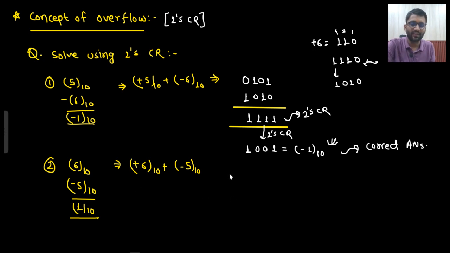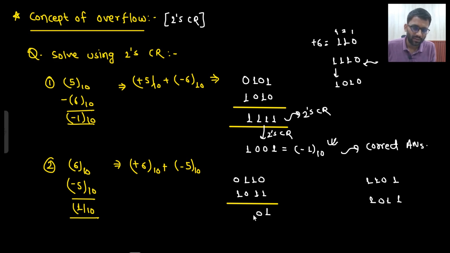Let's do this: 6 minus 5. So 6 in sign magnitude would be this, and minus 5 in sign magnitude would be this. And what would be the 2's complement? That would be 1 as it is, 1, 1, 0. This will be the 2's complement. 1, 0, 1, 1. That would be the 2's complement. Need to add them up. So 1, 0, 0 and 1.